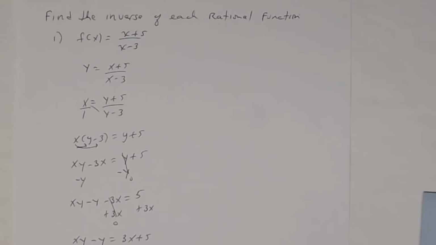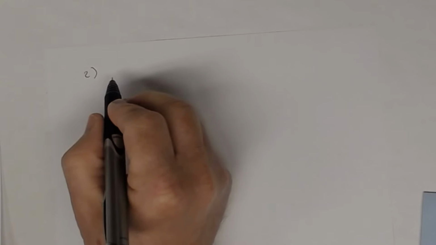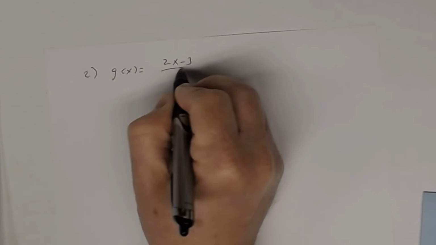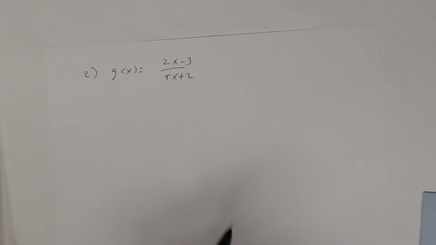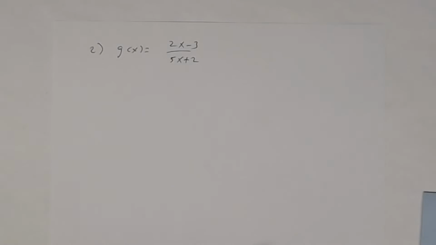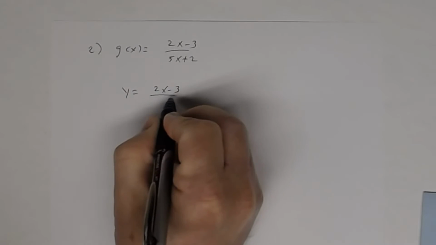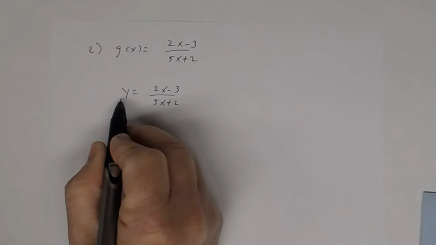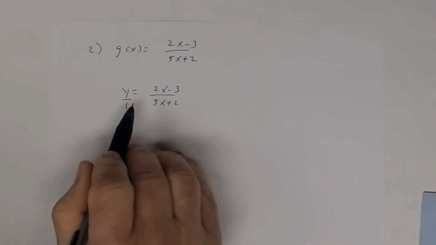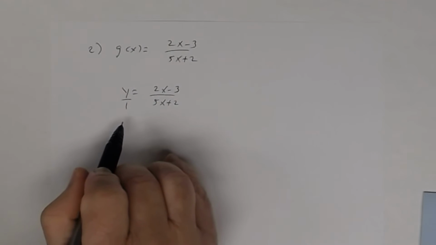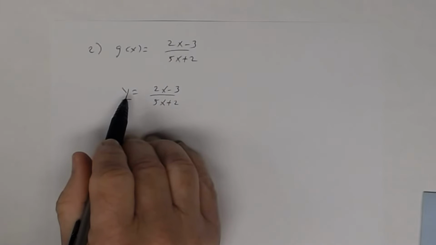So the second one, number 2, let's say we had this rational function: g of x equals (2x - 3) divided by (5x + 2). The same process: you're going to replace g of x with y. So I get y equals (2x - 3) divided by (5x + 2). Then I'm going to rewrite y as y over 1. And remember, at this point you're going to interchange the variables. So y becomes x, x becomes y.